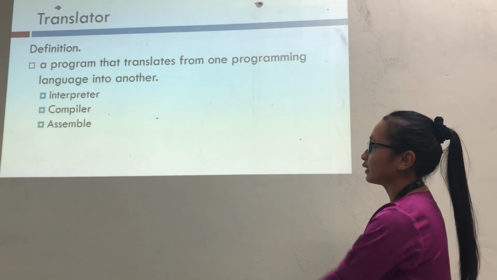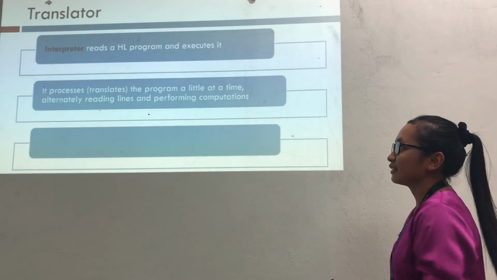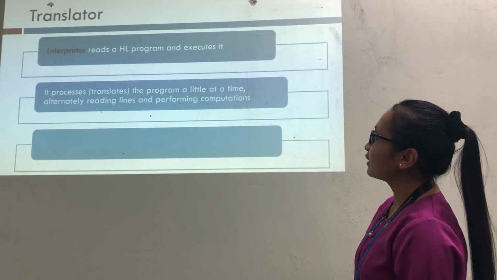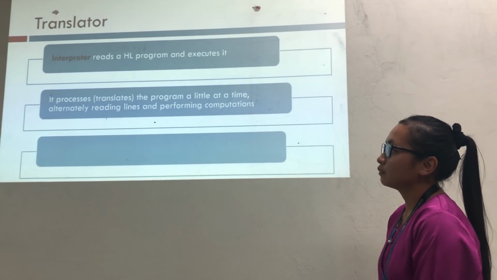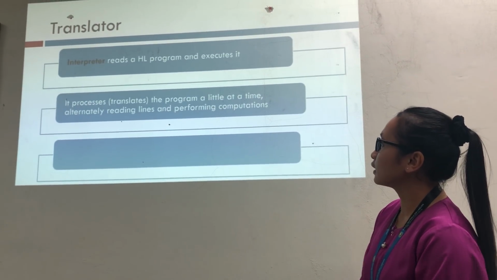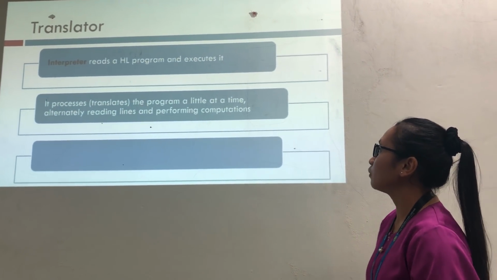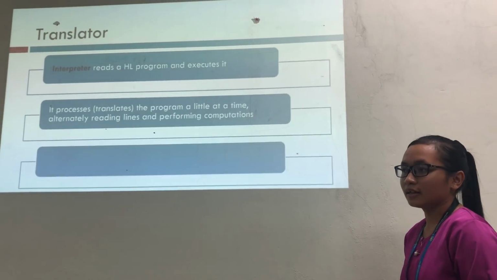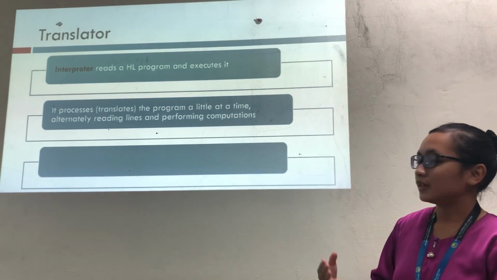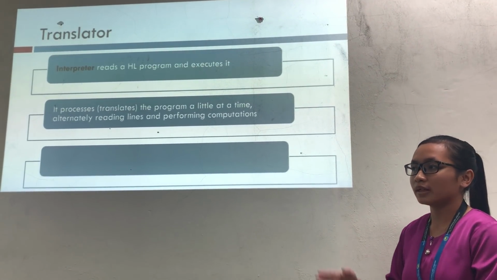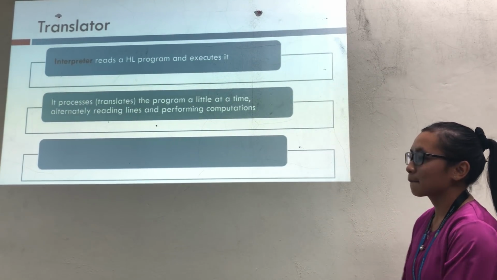The first one is interpreter, compiler, and assembler. Saya akan elaborate dengan jelas. Okay, interpreter reads a HL program and executes it. It processes or translates the program a little at a time, alternately reading lines and performing computation. Interpreter ni dia translate higher level program into machine code supaya komputer tu senang untuk baca program tersebut.